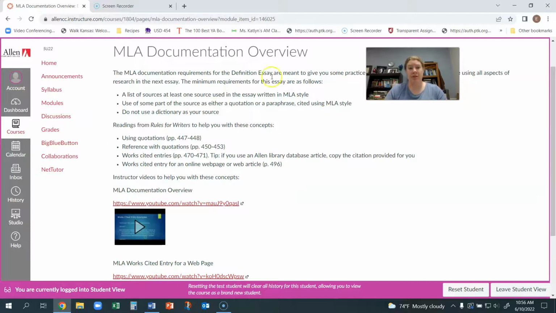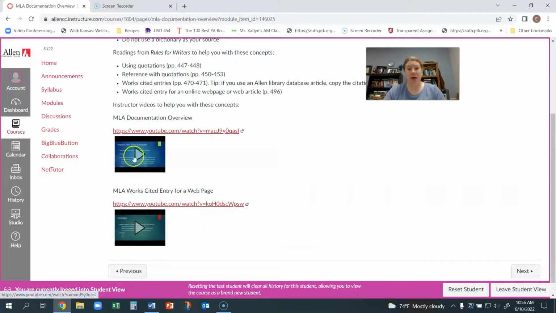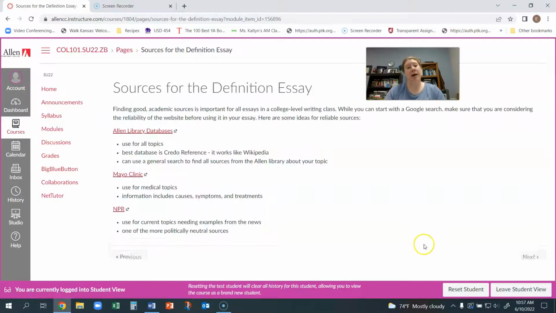I've got this information, these are all the readings, and you want to make sure that you start looking through them now. You will see them again in the next module when you have a quiz over this information. The requirements for the definition essay are really very simple. I also have some videos in here where I've gone over an overview for those of you who have not had documentation experience before, and then specifically for a general web page, how to do the works cited entry, which is a challenge a lot of students have.